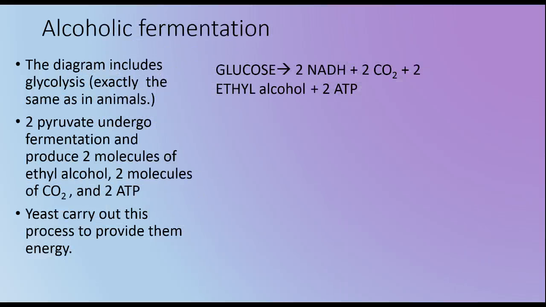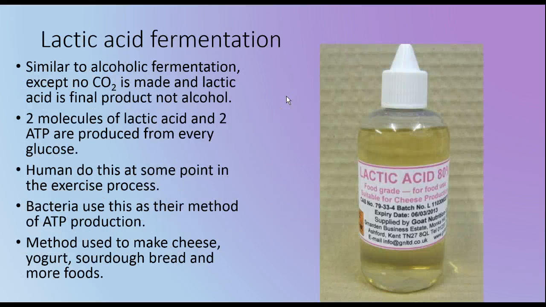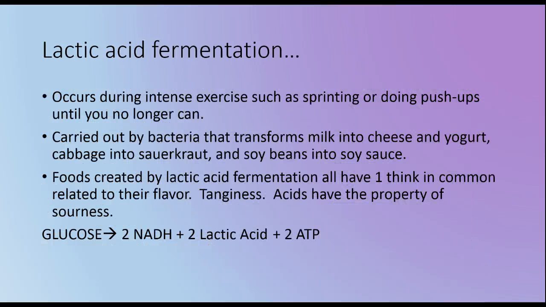Let's go back to that. Except there's not going to be CO2 and there's not going to be ethyl alcohol. Instead, it's going to be lactic acid. So it's going to produce 2 NADH, 2 lactic acid, and 2 ATP. Now, that's going to give things like cheese and yogurt and sourdough bread their tangy taste, because lactic acid, of course, is an acid, and one of the properties of acids is that they have a sour taste. So you can see here at the bottom the actual equation for lactic acid fermentation.